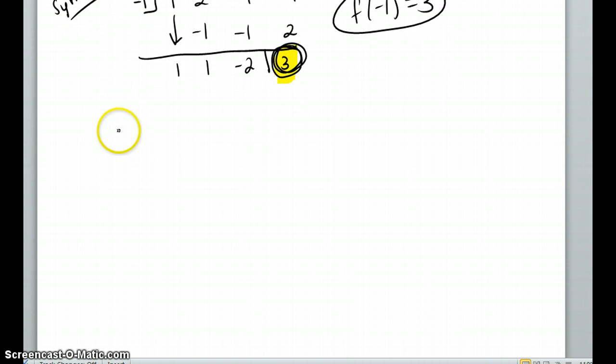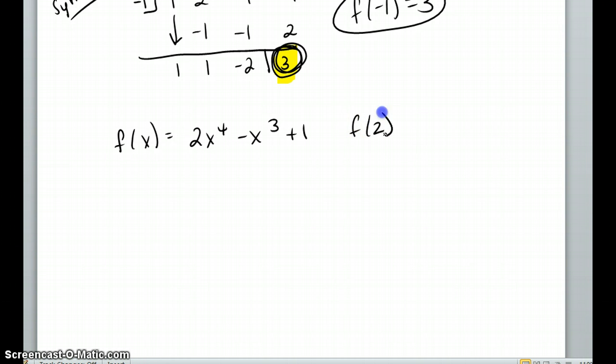All right, let's try another example. Let's do f of x equals 2x to the fourth minus x to the third plus 1. I want you to evaluate this function for f of 2. Let's start with synthetic first, and then we'll check our work using direct.